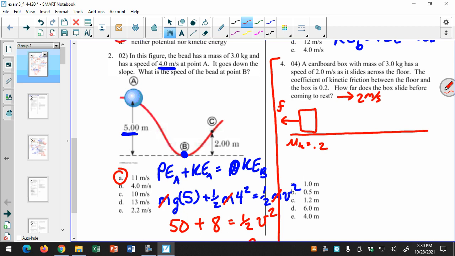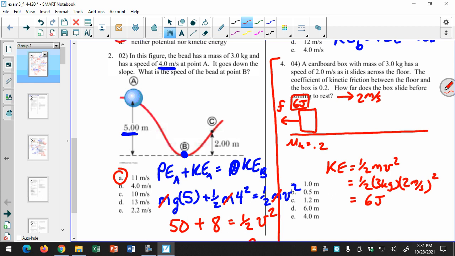This object has some kinetic energy. That kinetic energy is equal to 1/2 mv squared. That's 1/2 times the mass, which is 3 kilograms, times its initial speed, which is 2 meters per second, squared. That's 6 joules. Half of 3 times 4, half of 12, that's 6 joules. That's how much energy it has right here. 6 joules of energy. But as it moves, watch this.